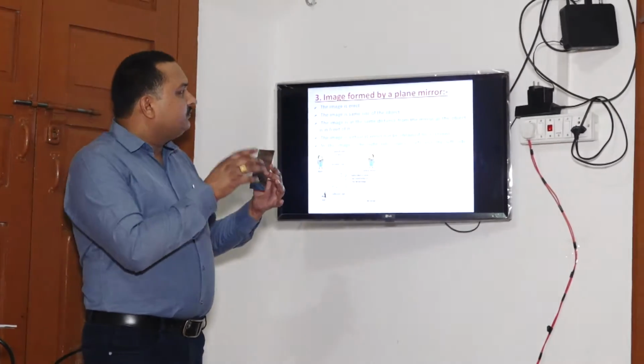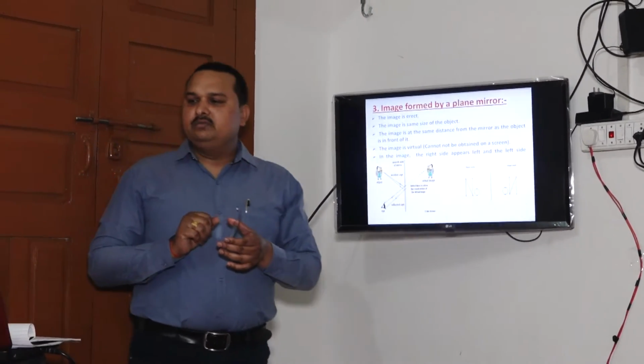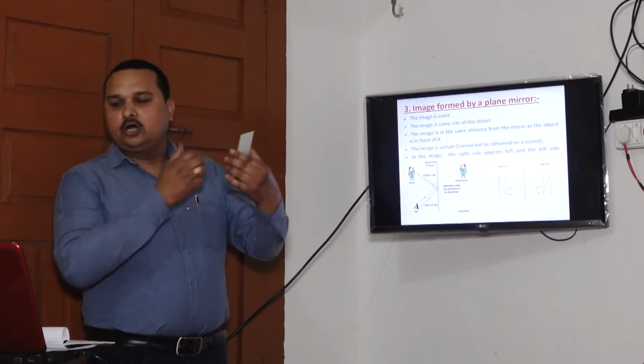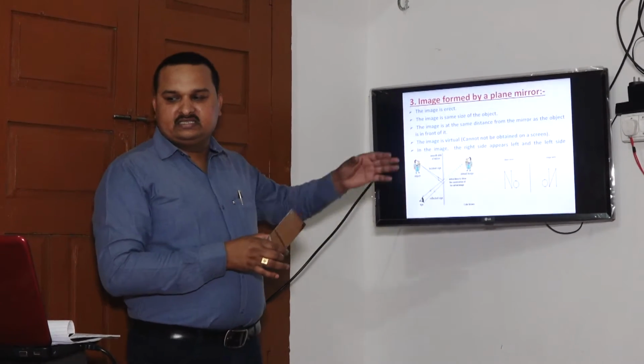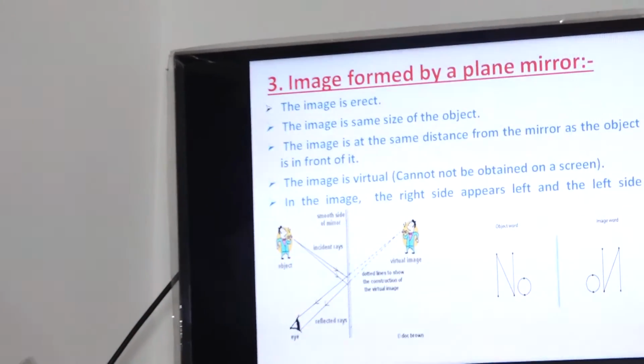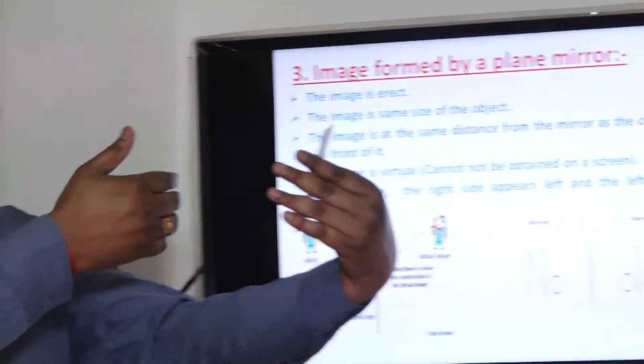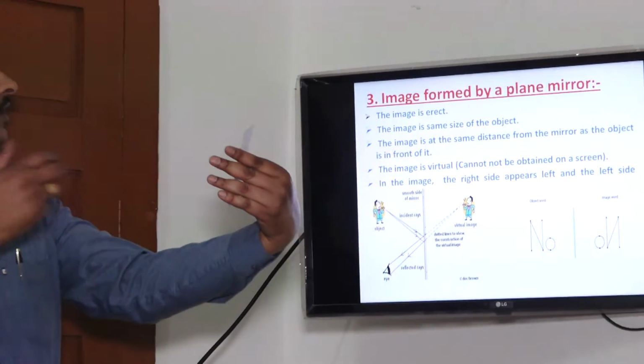Image formation by a plane mirror. The image is erect. The image is the same size as the object. The image is at the same distance from the mirror as the object in front of it.